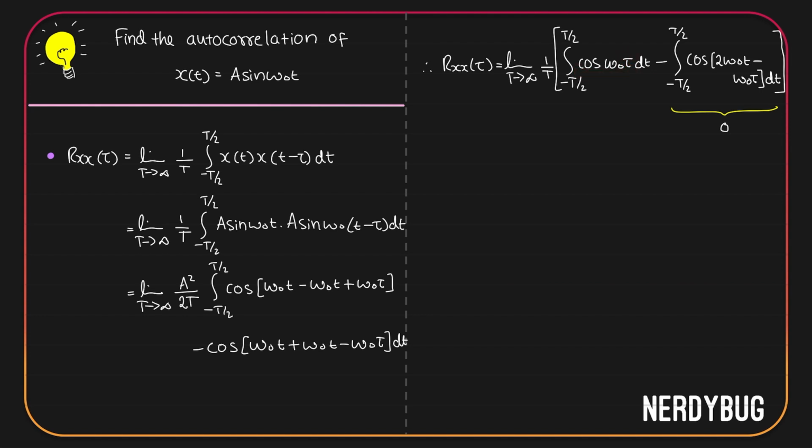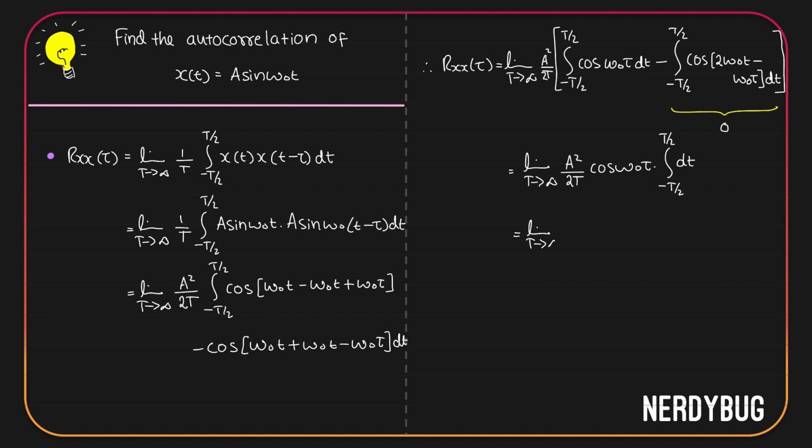So what it actually is, this limit t tends to infinity. This is not 1 by t. This is supposed to be A square by 2t because we have taken A square and 1 by 2 out of the integration. I'll correct it, A square by 2t. So limit t tends to infinity, A square by 2t. We can also take cos omega naught tau out of integration now since tau is a constant. Cos omega naught tau integral from minus t by 2 to t by 2 dt.